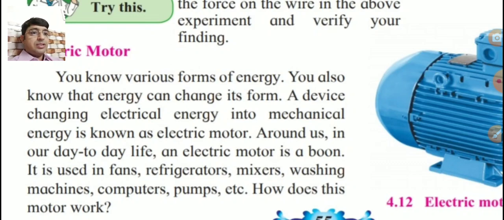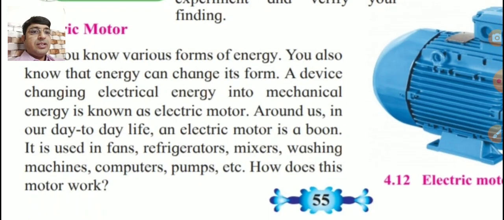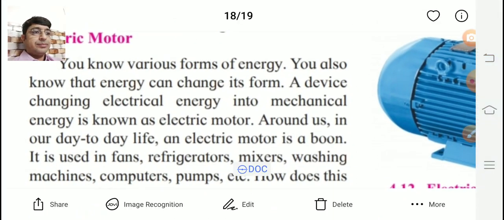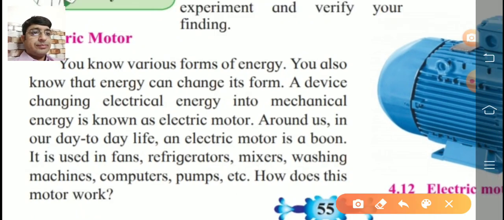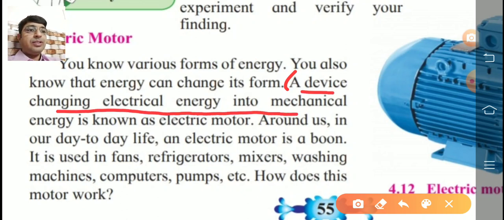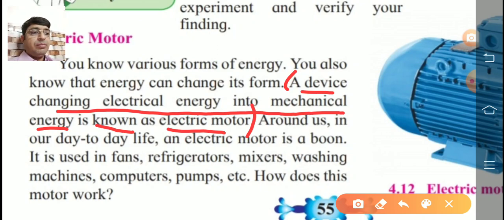So your question is asked like this. It is a 3 to 5 mark question asked on this topic. So one by one we revise the points. First of all, what is an electric motor? 1 mark question. So your answer starts from here: A device changing electrical energy into mechanical energy is known as an electric motor. You write this answer, you are getting 1 mark.